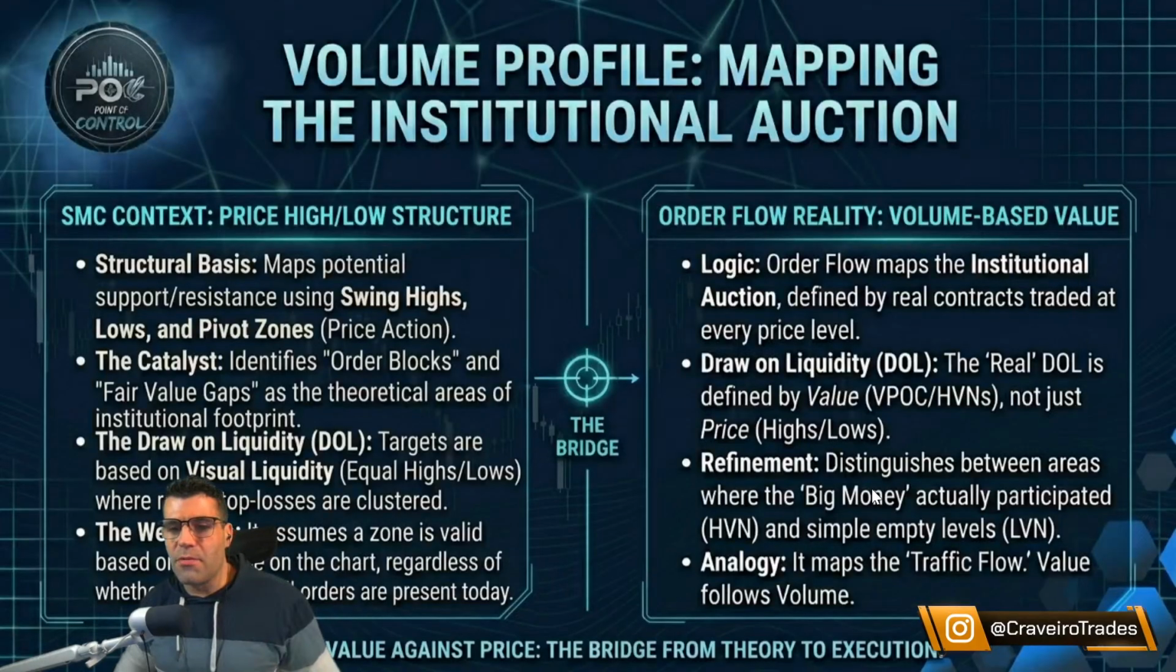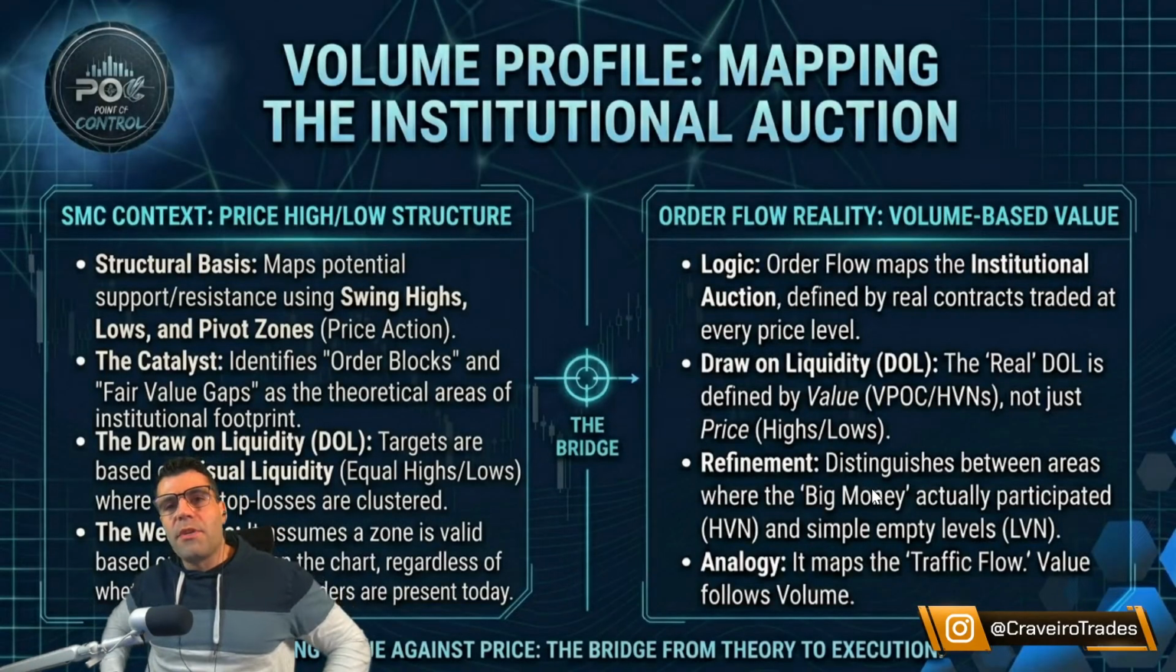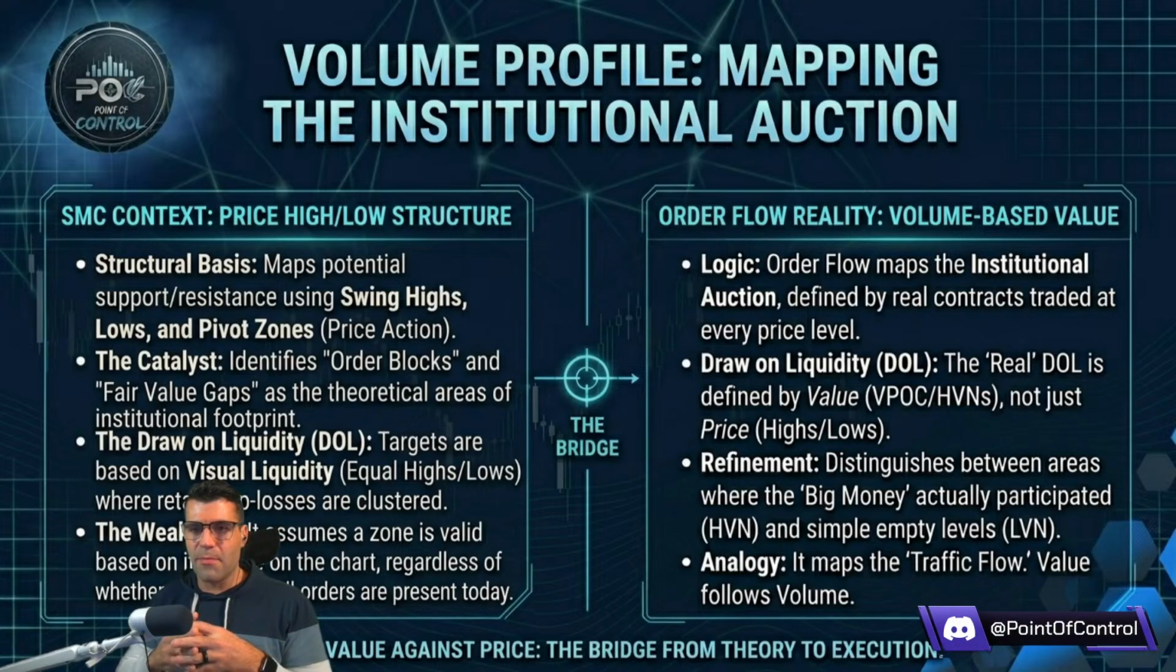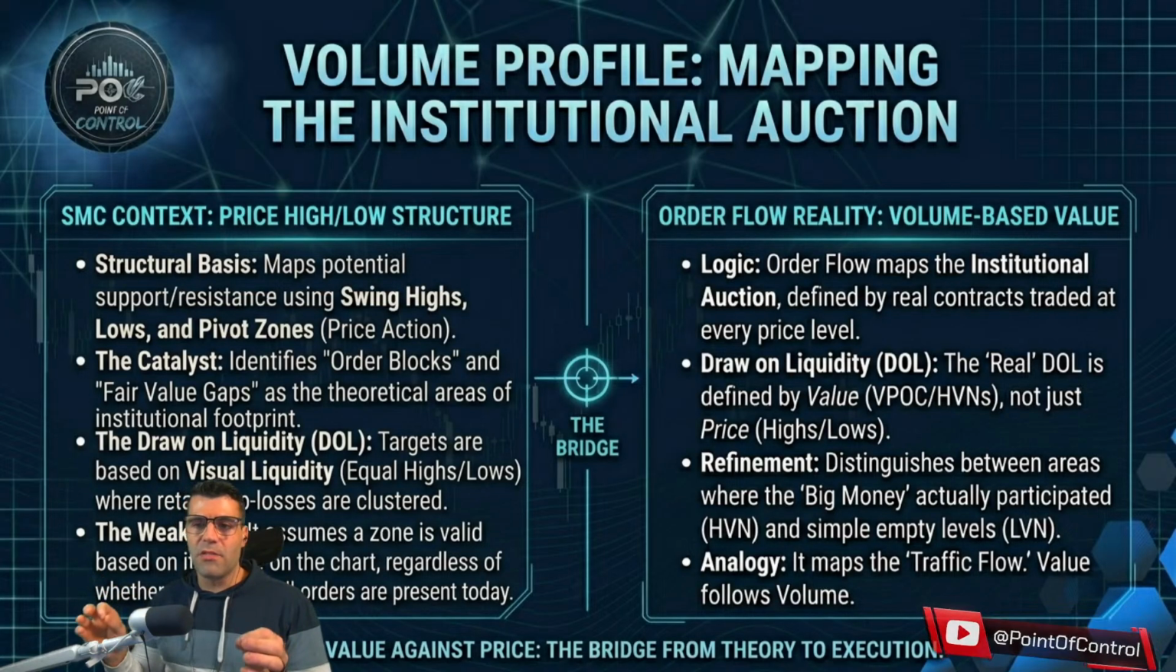Okay. So that was just a brief walkthrough on how to read a volume footprint. We will go more in depth into that on a live chart. So volume profile mapping, the institutional auction. If you're not familiar with a volume profile, we will definitely give a chart example of that. But on a structural basis, it maps the potential support and resistance using swing highs, lows, pivot zones, and price action.